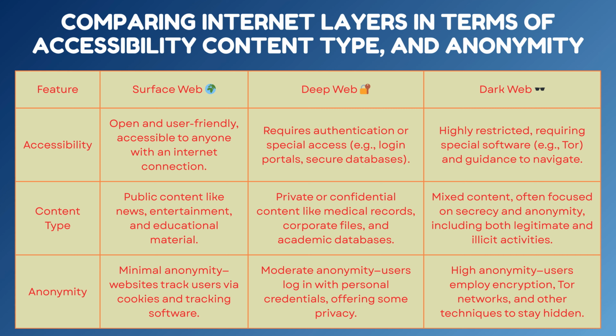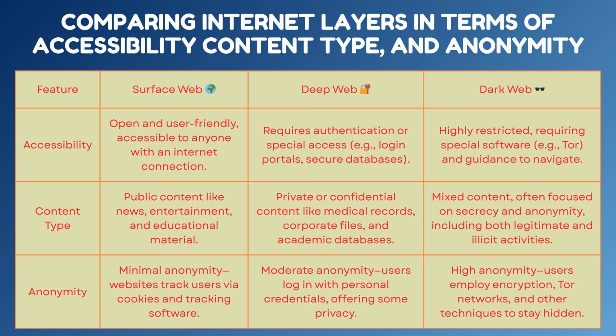Content type. On the surface web, content is meant for the public, ranging from news articles to entertainment. The deep web contains private or personal data that needs to remain hidden, like medical records or internal corporate files. The dark web is a mix. While it houses a variety of content, much of it is geared towards maintaining secrecy and anonymity and, in some cases, engaging in illicit activities.